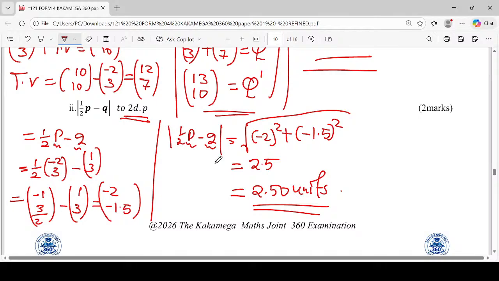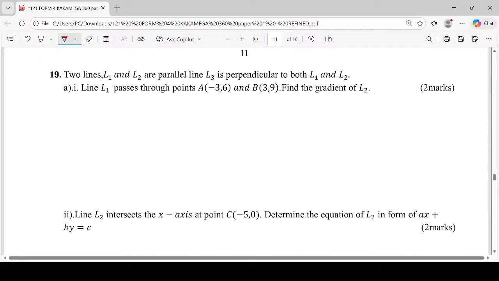We proceed to question number next. That is our question in form 4. Two lines, L1 and L2, are parallel. L3 is perpendicular to both L1 and L2. Part A of the question, Roman 1 of it. Line L1 passes through point A, that is negative 3, 6, and B, 3, 9. Find the gradient of L2.